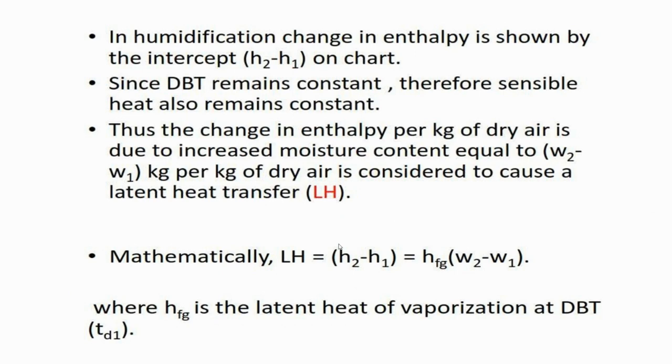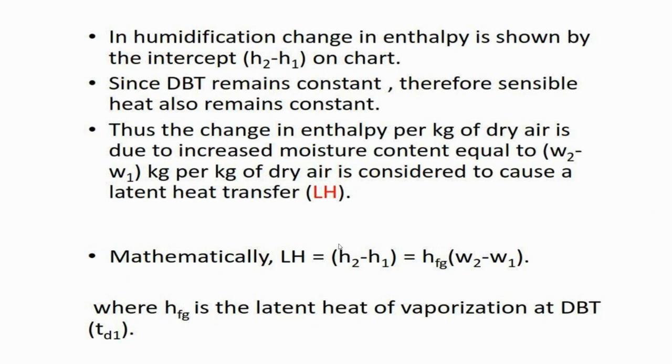Since DBT remains constant, therefore sensible heat also remains constant. So here the total heat will be the same. We know that the total heat is latent heat plus sensible heat, but here sensible heat is zero. So our total heat would be latent heat, as we discussed.